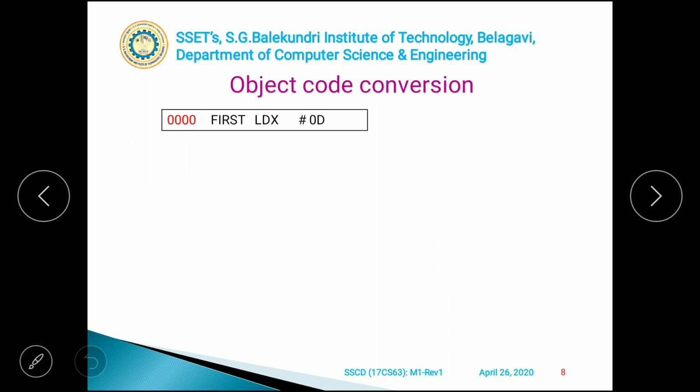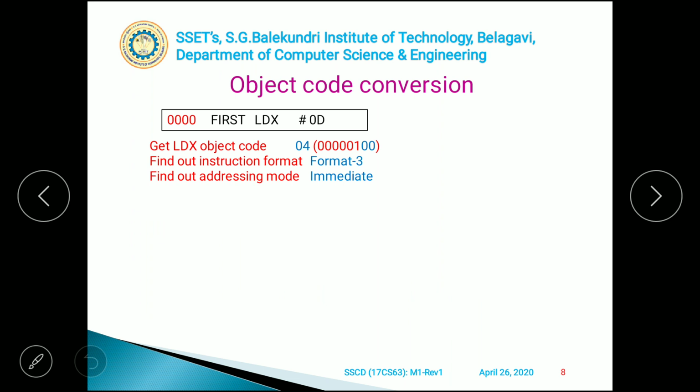Our first instruction is ldx #0d. Whenever you are converting it to its corresponding object code, first always get the object code of the opcode, that is the ldx object code, it is 04. Normally in the examinations you will be given the opcode for all the instructions, you need not remember any opcode. You just remember how to do this. So here ldx is 04. I told you that whenever you have an opcode, the last 2 bits are always 0. You take any opcode, the last 2 bits are always 0.